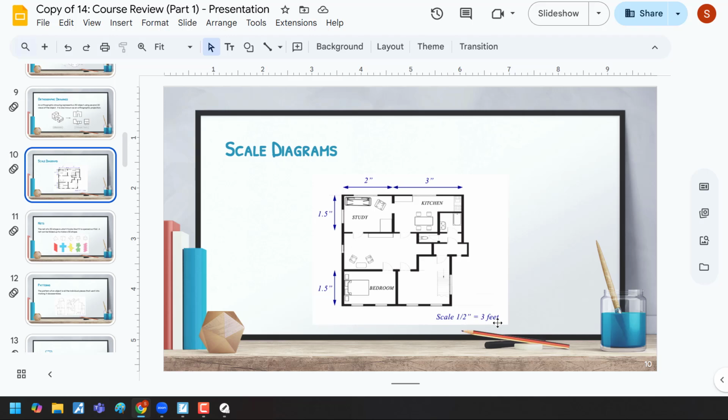I guess foot is equal to 3 feet in real life. So if this is 2, that means the study is actually going to be 12 feet long. If this is 3, so the scale is not 1 to 3, it's half to 3. So how many halves are in 3? There's 6. So 6 times 3 is 18 feet. This kitchen is going to be 18 feet long, and so on.